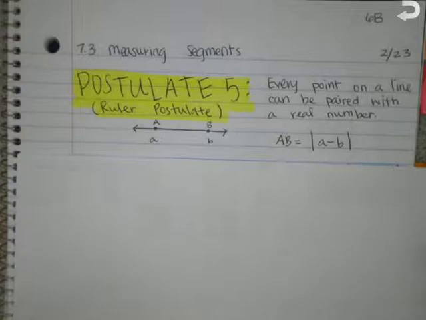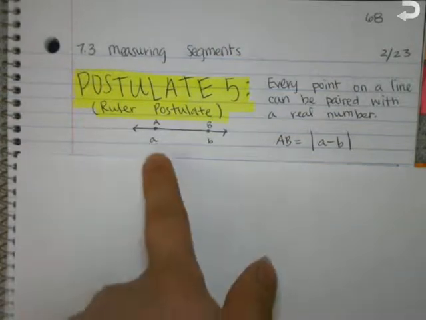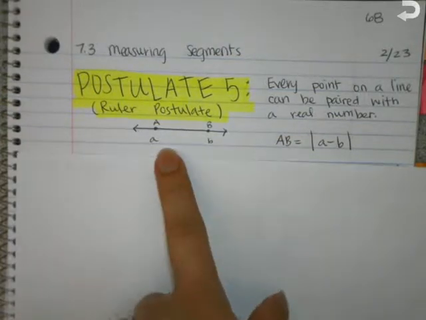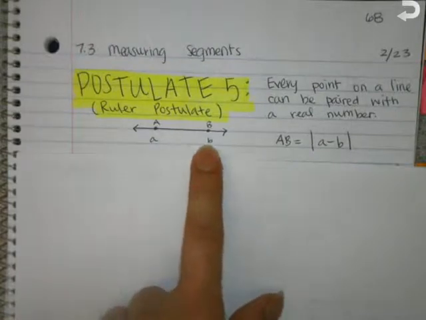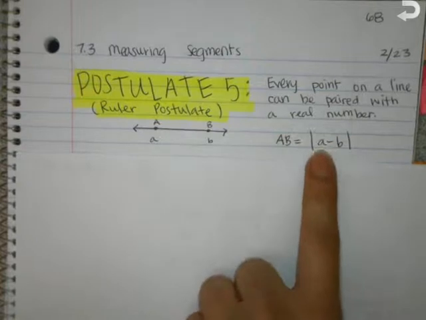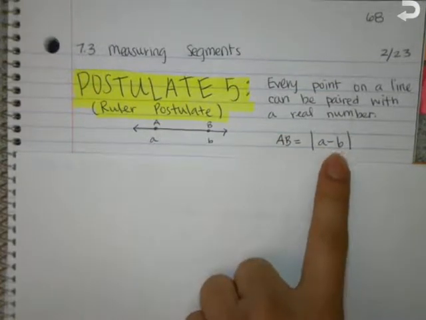So the fifth postulate, guys, continuing from last time. That's the ruler postulate, by the way. It says every point on a line can be paired with a real number. This goes hand in hand with the coordinate definition, right? Every coordinate is paired with a real value. So here we have the line AB, with the values of A and B as lowercase a and lowercase b. The distance between them, A and B, is the absolute value, guys, of a minus b, right? Let's go ahead and write that down.